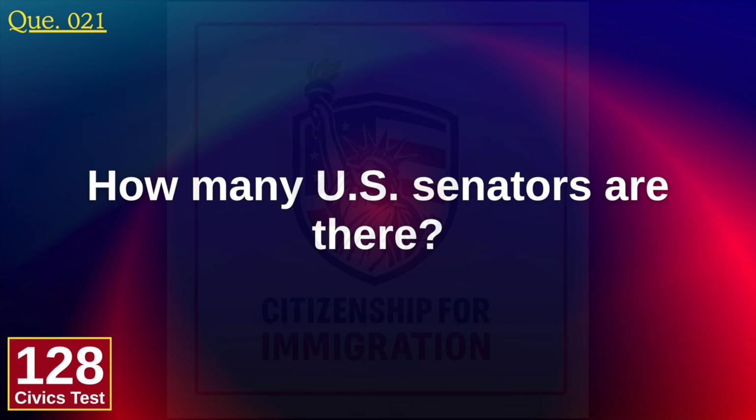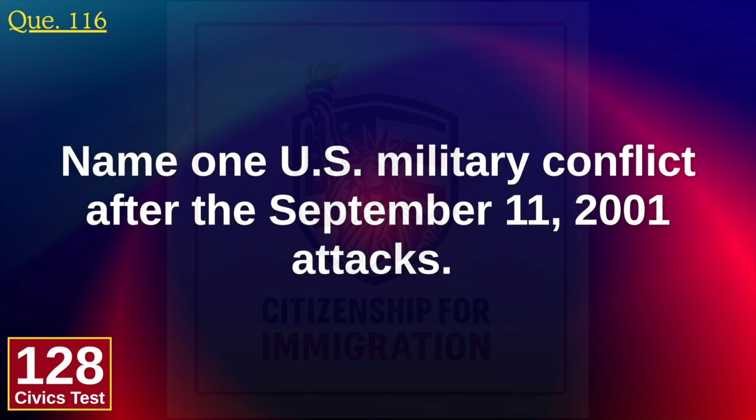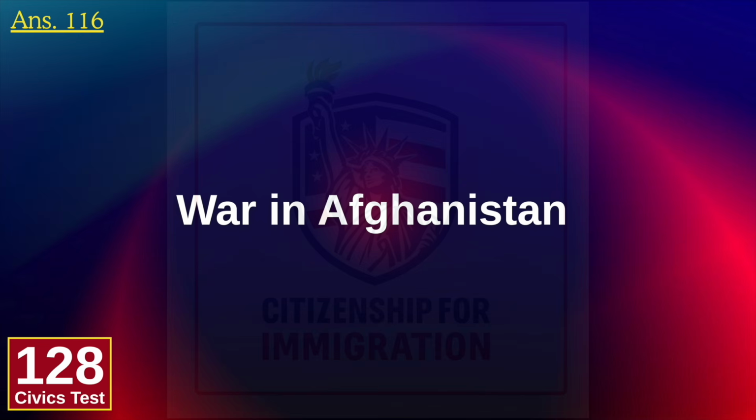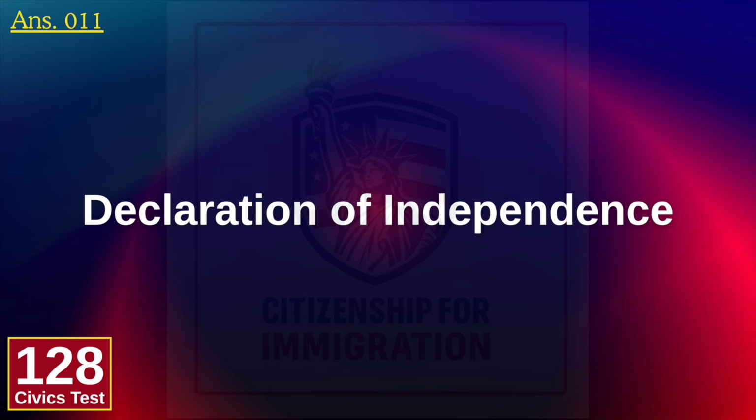How many U.S. senators are there? 100. Name one U.S. military conflict after the September 11, 2001 attacks. War in Afghanistan. The words life, liberty, and the pursuit of happiness are in what founding document? Declaration of Independence.